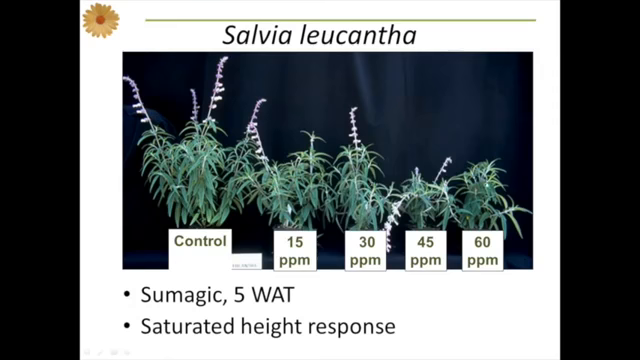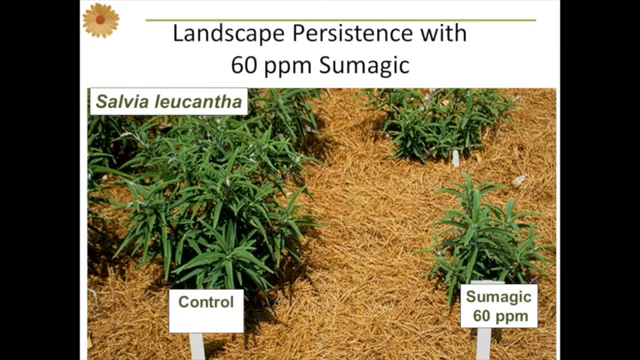Another example here is salvia. This is another one that we kind of saturated the response with these higher rates. This was actually some work done in Georgia. And when we were there, we were growing all of these plants out in the landscape to see what kind of persistence we had. And this is those same salvia, the 60 part per million plants, never grew out. This was 3 months in the landscape in Georgia, and they never grew out of that. Just a spray application. There wasn't even a liner dip or drench. It was a spray application. They never grew out.